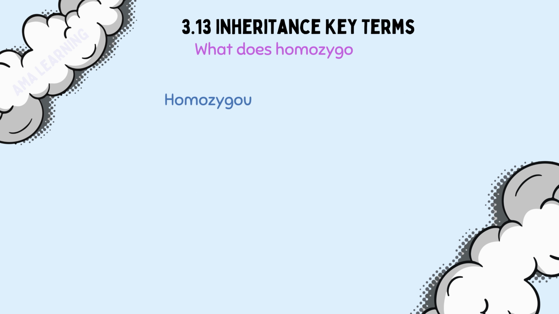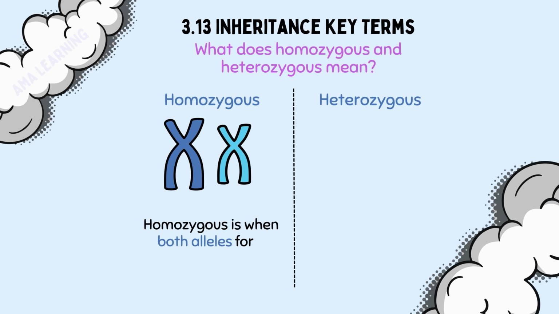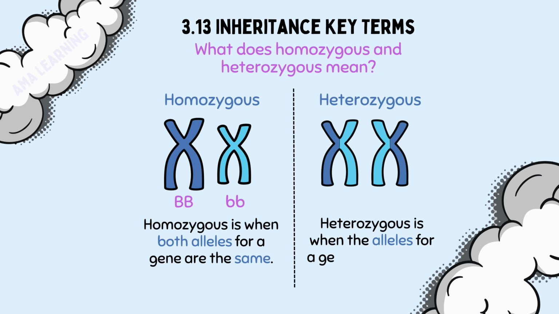What does homozygous and heterozygous mean? Homozygous is when both alleles for a gene are the same. For example, two capital B's, BB, or two lowercase b's, written as bb. Heterozygous is when the alleles for a gene are different. For example, capital B and lowercase b.